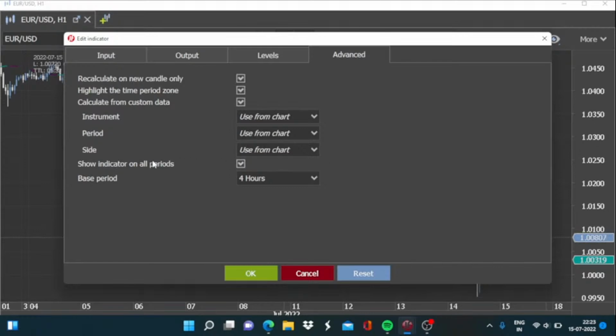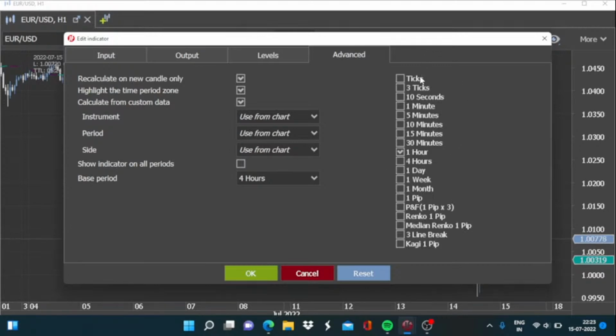If you want the indicator to be shown on all the candle periods whenever you are plotting the chart, then it will be shown on all the periods. If you uncheck this box, then you have to specifically define on which candle period you want the indicator to be plotted, and only on those candle periods will the plotting be done, and on other candle periods no plotting of the MAVP is done. All right.